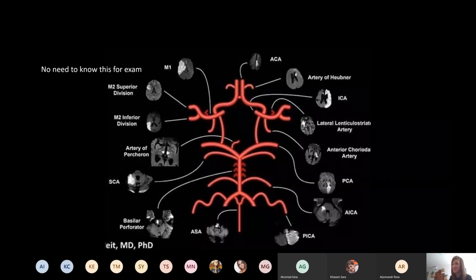And this probably you don't need to know. I just wanted to show you, it's interesting that even when smaller branches occlude, they can have a specific pattern on imaging. These are diffusion weighted images, and it's nice that you can tell which vessel occluded by just looking at the image.